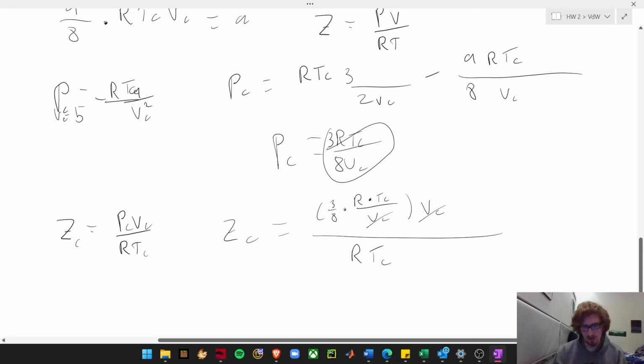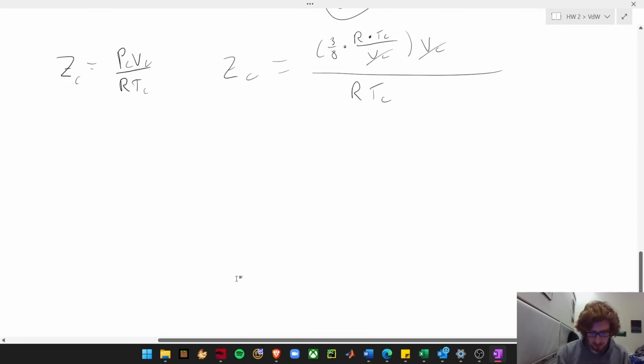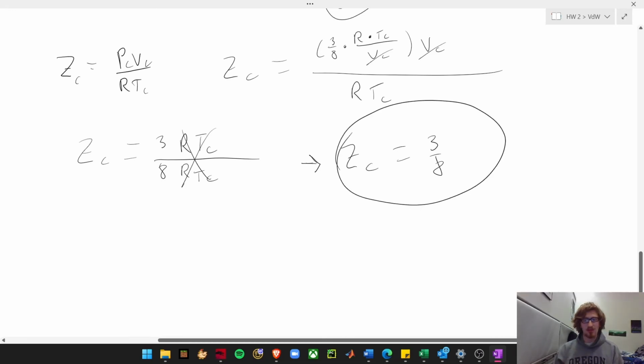I'll give myself more space. We'll end up with our critical compressibility is going to be equal to 3/8 times R critical temperature over R times our critical temperature, and then these two will cancel out, and then we'll know that our critical compressibility factor is going to be 3/8. So the interesting thing about this is that you'll notice that there's no variables in it.